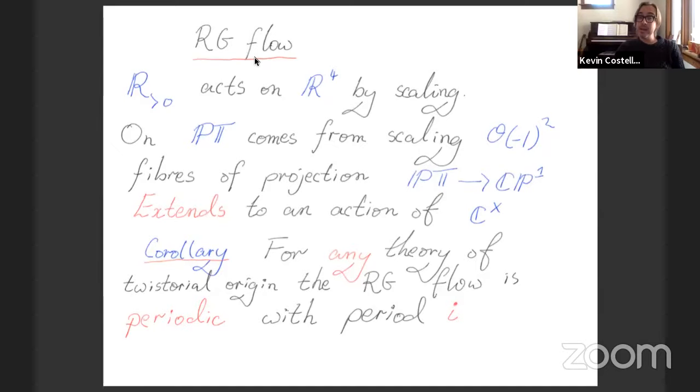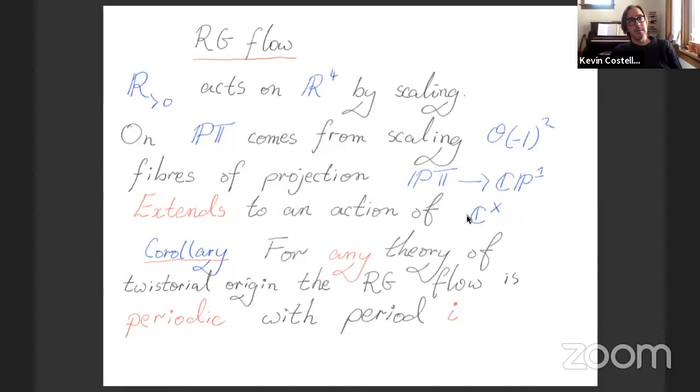So to do this, we need to understand how the RG flow works from the point of view of twistor space. Just on R4, the RG flow comes from the action of positive reals by rescaling. So on twistor space, that action simply comes from rescaling the fibers, which are O(1) squared, like the fibers of this twistor projection from PT to CP1. Now, obviously, that extends to an action of C star.